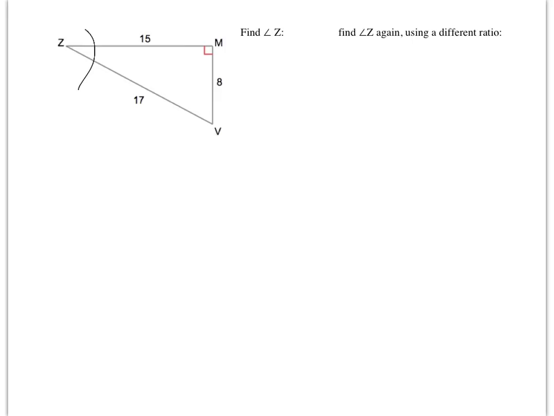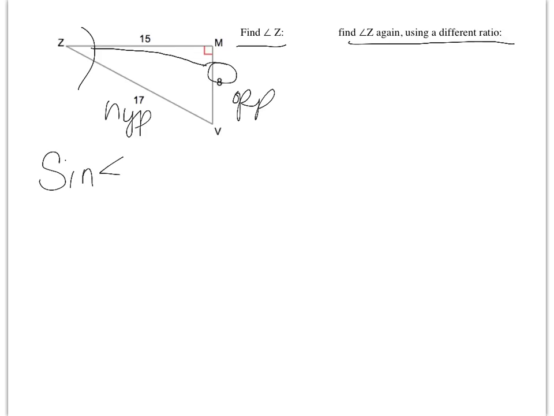So we're going to do it once, and then we're going to do it again using a different ratio, just to check that we have the same exact answer, because it shouldn't matter which ratio you use. So let's just go ahead and use sine for the first one. For angle Z, opposite of angle Z is 8, and the hypotenuse is 17. All right, so let's set this up to say that the sine of angle Z is equal to opposite, which is 8, over the hypotenuse of 17.